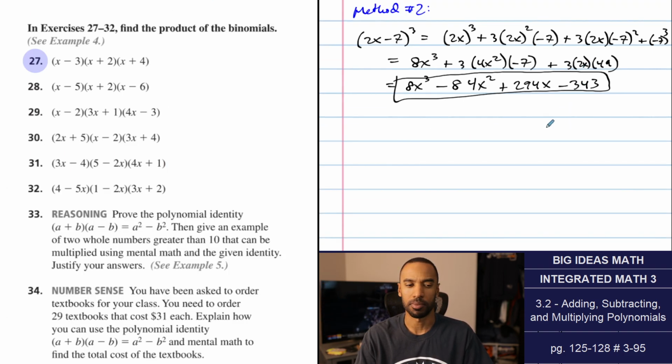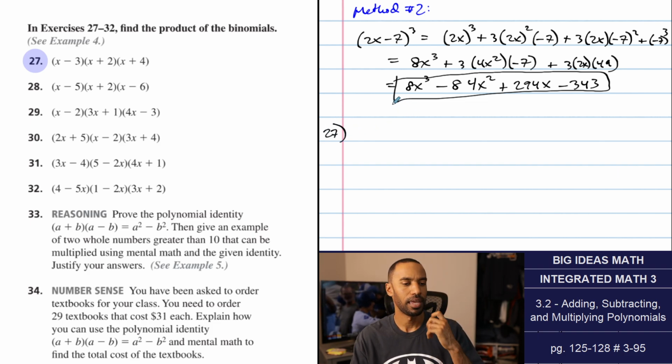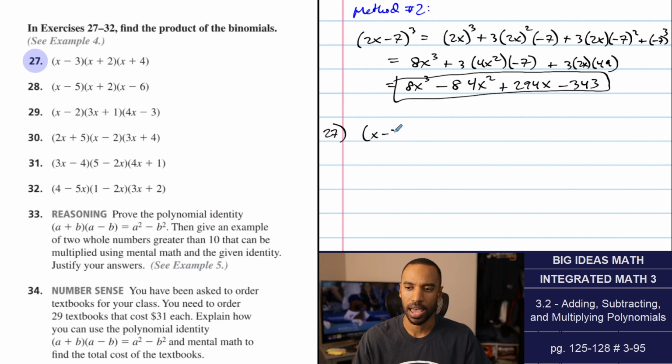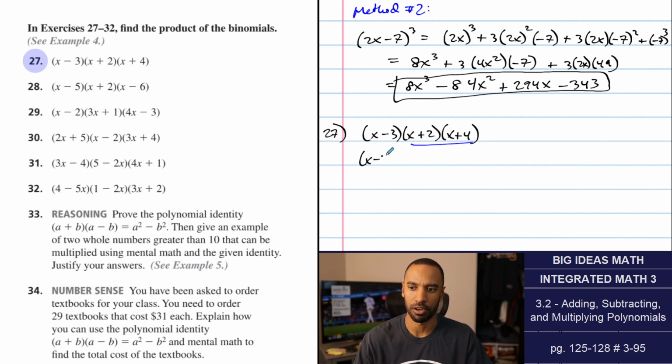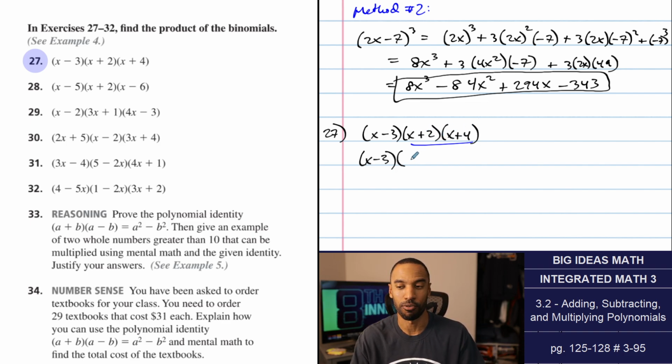Find the product of the binomials here. So on these sets here, this is where I'll do 2 at a time, and then I'll do the other sets. So x minus 3 times x plus 2 times x plus 4. I'm always going to do the last 2 ones first because I like a binomial out in front. So let's do x minus 3 times, and here's where we get to FOIL, by the way. This is our FOIL fun.